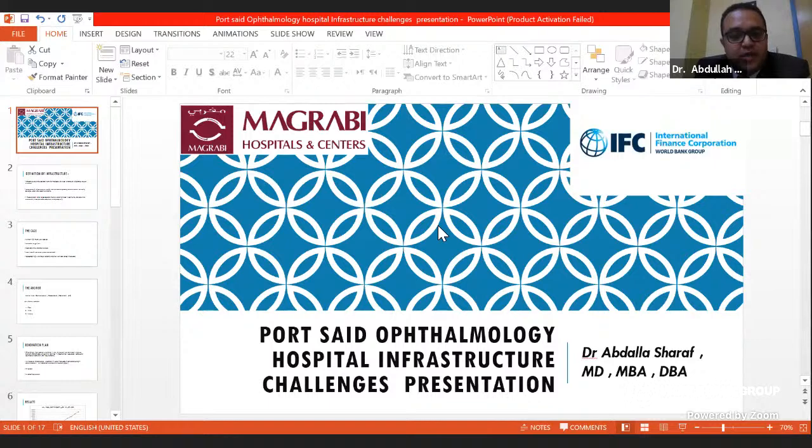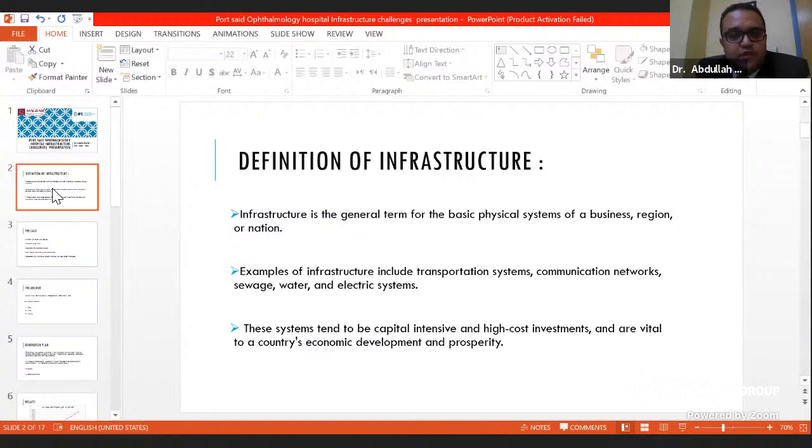Okay, so as I told you, we are talking today about an example in Port Said Ophthalmology Hospital. First of all, let me go through the definition of infrastructure, which is a very general term for any basic physical system in a business, in a region, in a nation. Examples include transportation, communication, sewage, water, electrical systems, others. These systems tend to be capital intensive and high cost investments. So actually, they are very expensive to be done, but they are very crucial too.